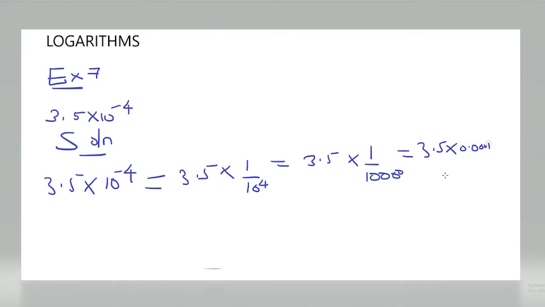3.5 times 1 divided by 10,000 is equal to 0.00035. Think of it as 35 times 0.0001, but it has a decimal. How many decimal places? 1, 2, 3, 4, 5. So the answer is 0.00035.